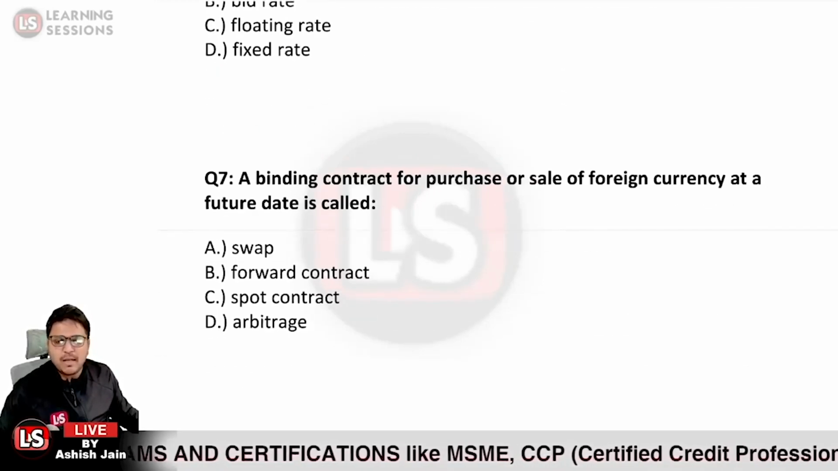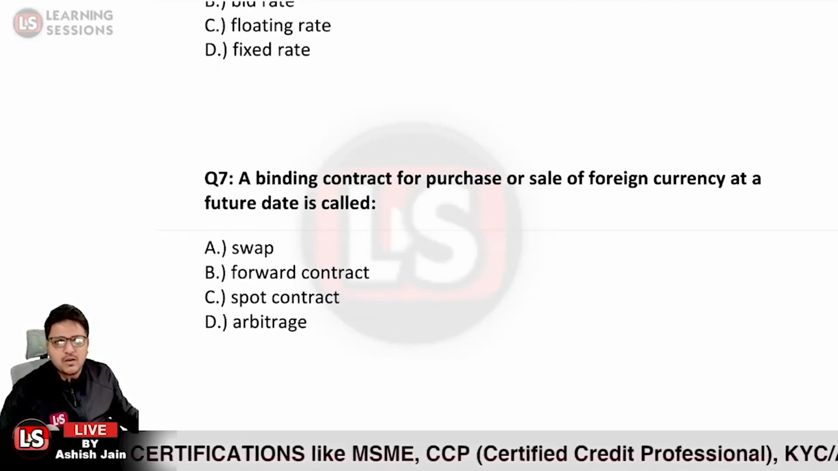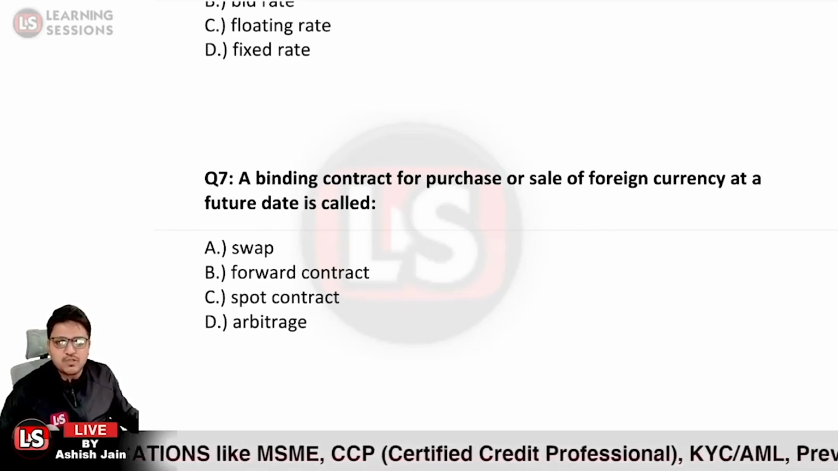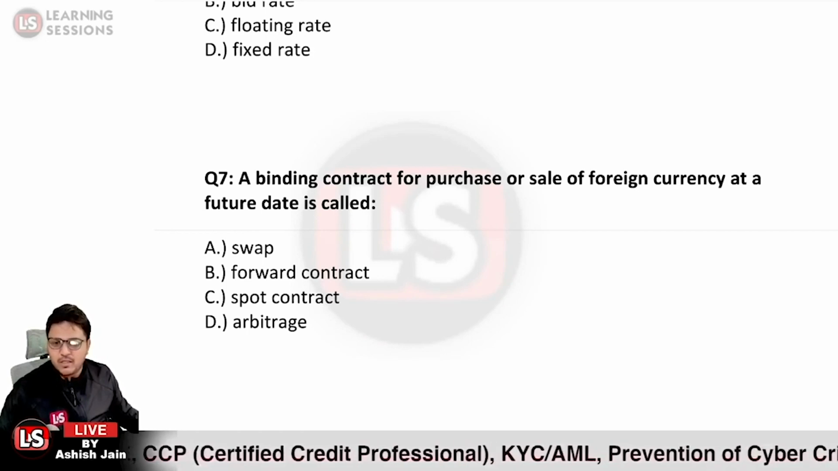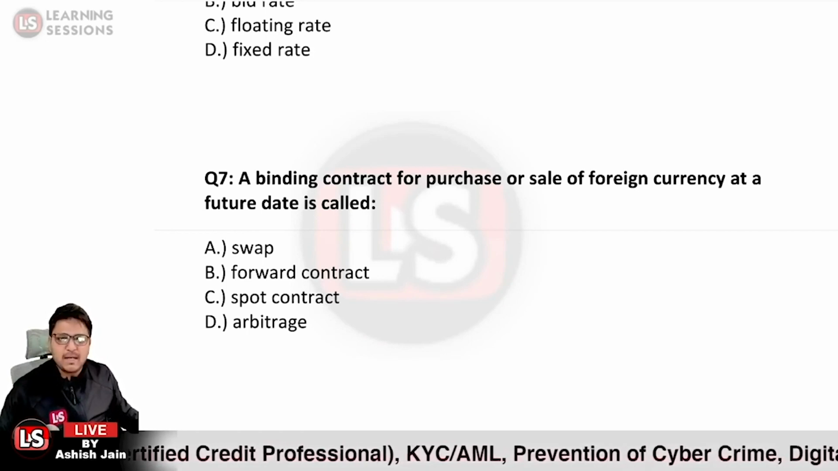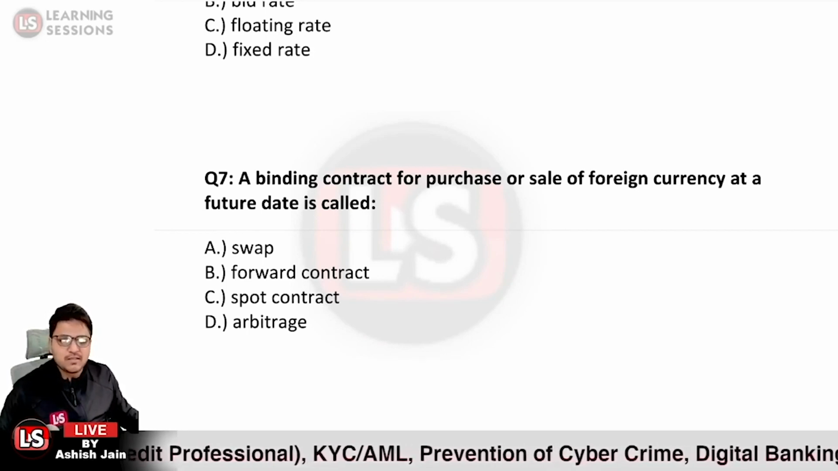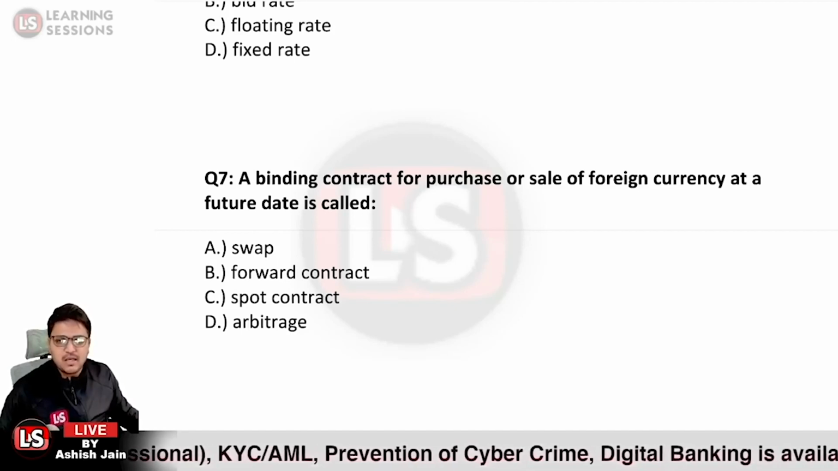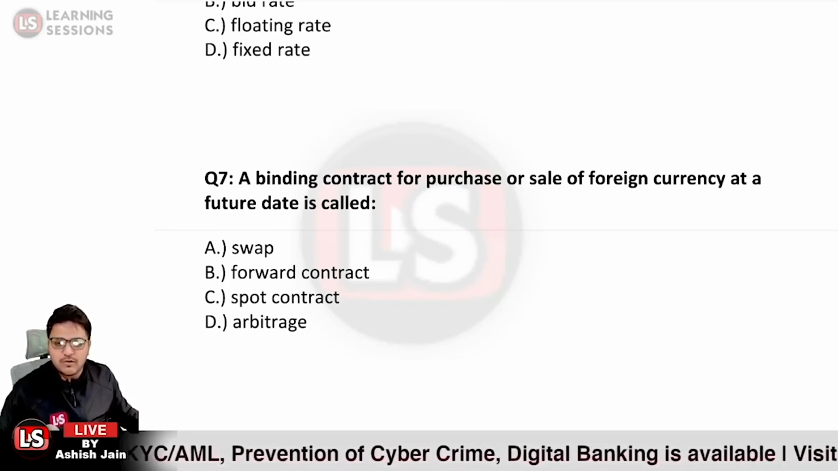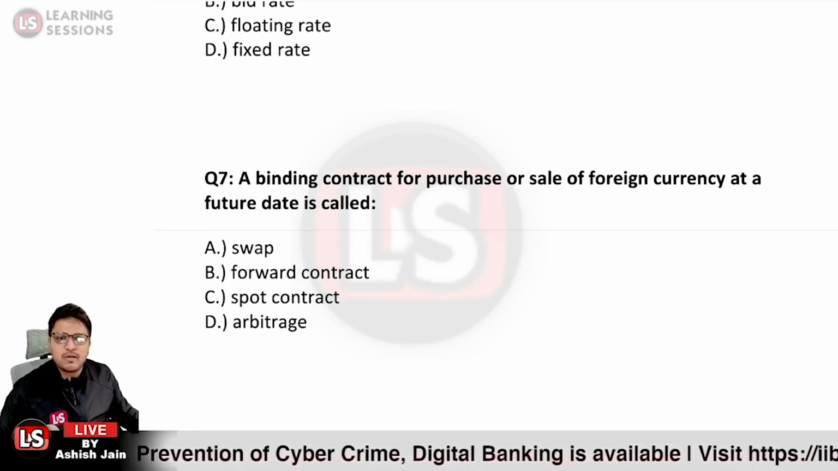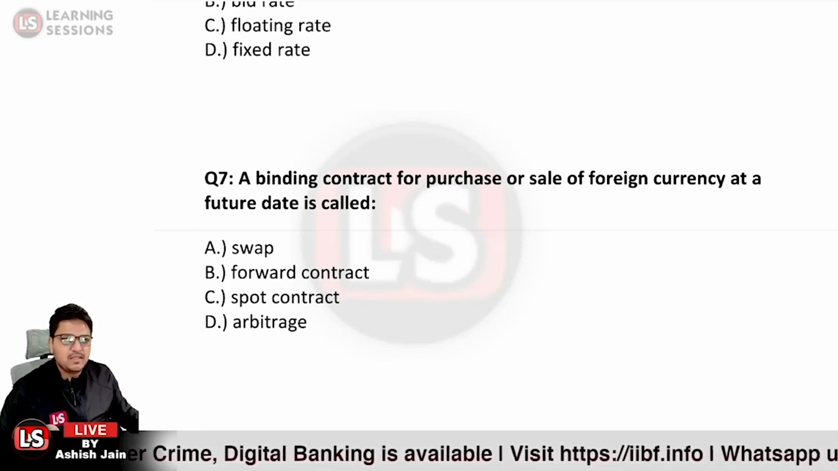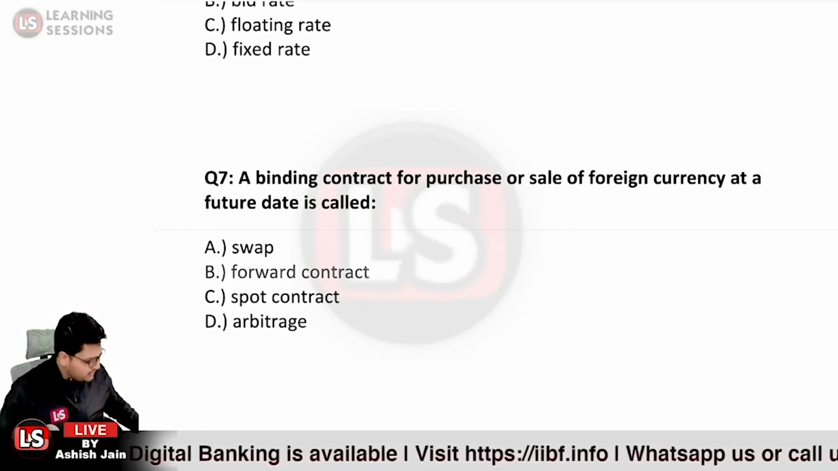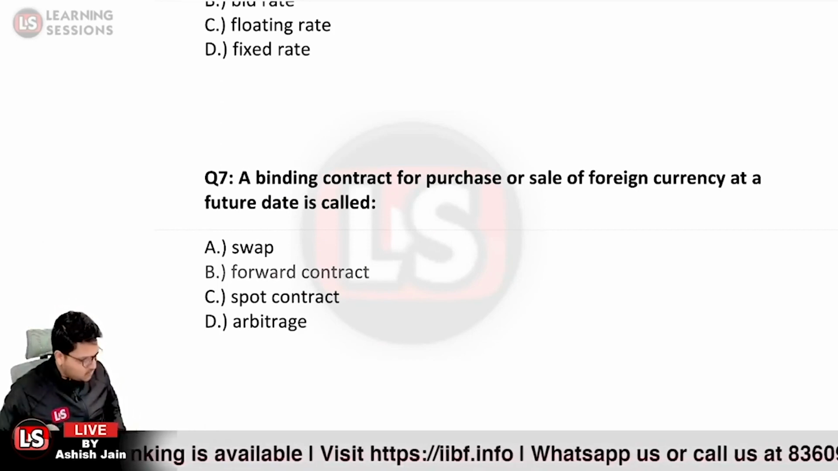Next question, it says a binding contract for purchase or sale of foreign currency at a future date is called. So if there is a binding contract between the two parties that they will be purchasing or selling the foreign currency at a future date, it is said to be what contract? It is said to be a forward contract, and forward contracts are derivatives.